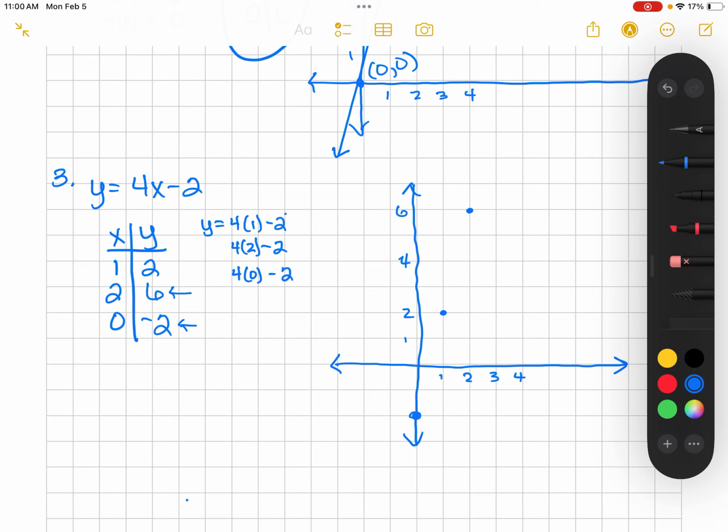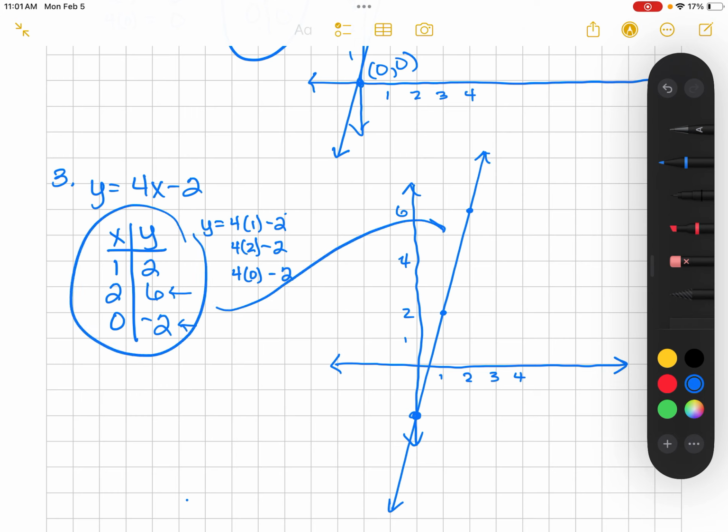Okay, and now I'm going to connect all those points. I'm laying down my ruler as best as I can on an iPad. It's not very easy. I'm going to draw my line all the way through the graph, from top to bottom of the graph. So there's my line. So this is plotting the points. This is graphing the line.